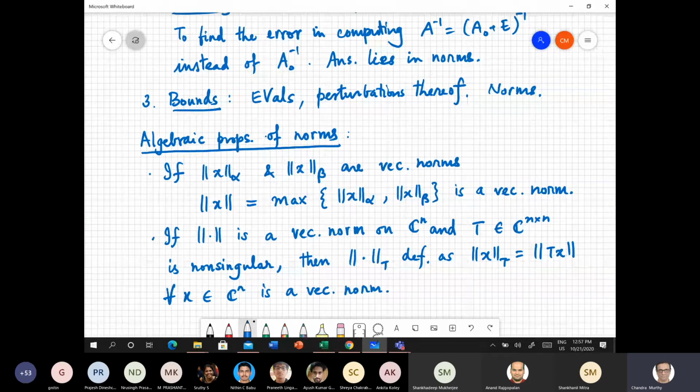So you can produce lots of different norms. For example, you have a set of norms. You can take the max of any pair of them or any number of them, then you get another vector norm. Take any matrix T in C to the n cross n that's non-singular, then the norm of Tx gives you yet another norm. Obviously, the length of Tx is going to be different from the norm of x in general. Okay, so in particular, for example, if I'm taking the Euclidean norm and if T is a unitary matrix, then the norm of Tx will be equal to the norm of x, but otherwise it need not be equal.